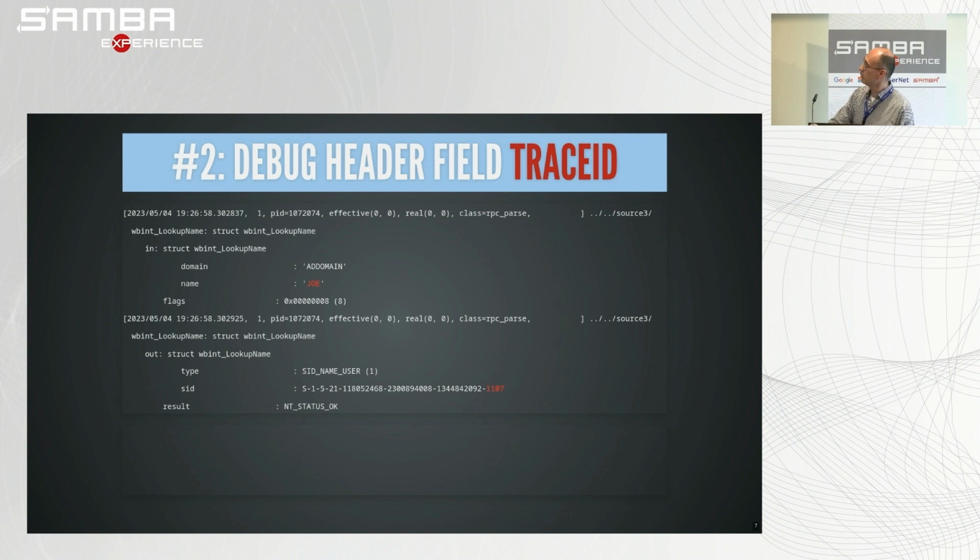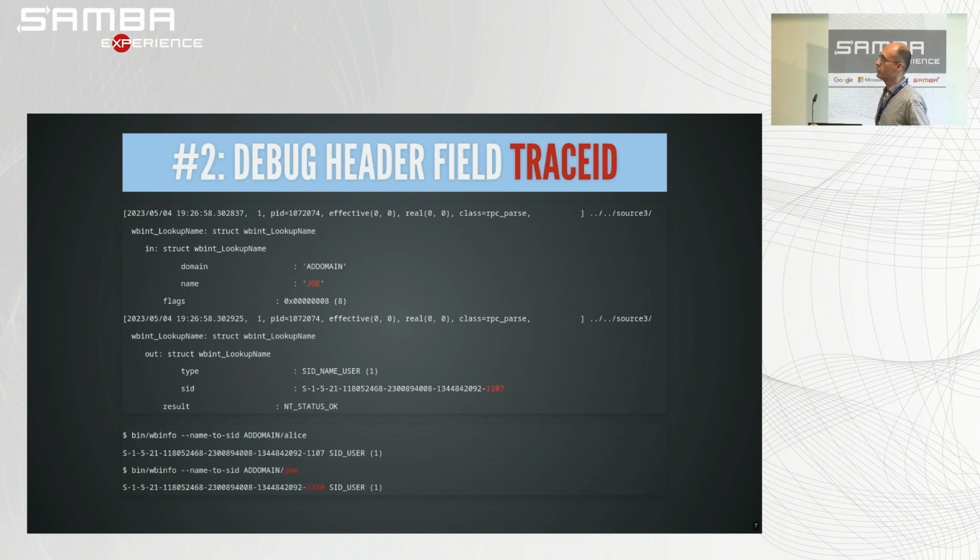So Joe 1107, but if we trigger the wbinfo command and ask for the name to SID translation, we see that Joe is actually 1110, and it's Alice who has 1107. And there is no way to find this out. What happened, very likely, is that if we would scroll up a little bit, we would see also the input lookup name for Alice, and the response is just here, and the response for Joe will be probably somewhere below. But we can't match them. There is no way to match them.